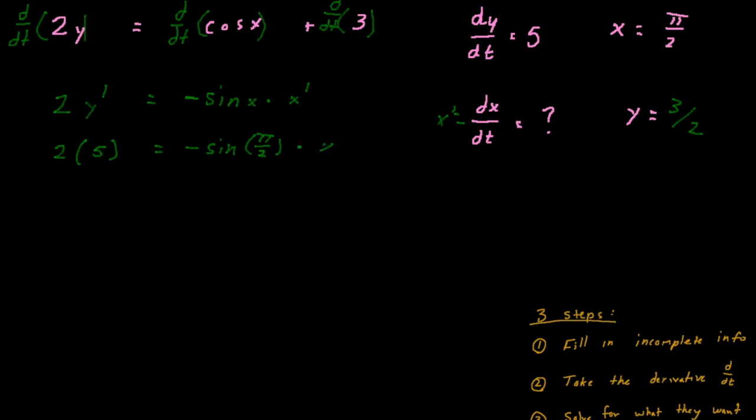And then we're looking for x prime, so we'll need to isolate that variable. We get 10 is equal to negative sine pi over 2 times x prime. Divide by negative sine pi over 2, which is negative 1. And we get x prime, or dx over dt, is negative 10.